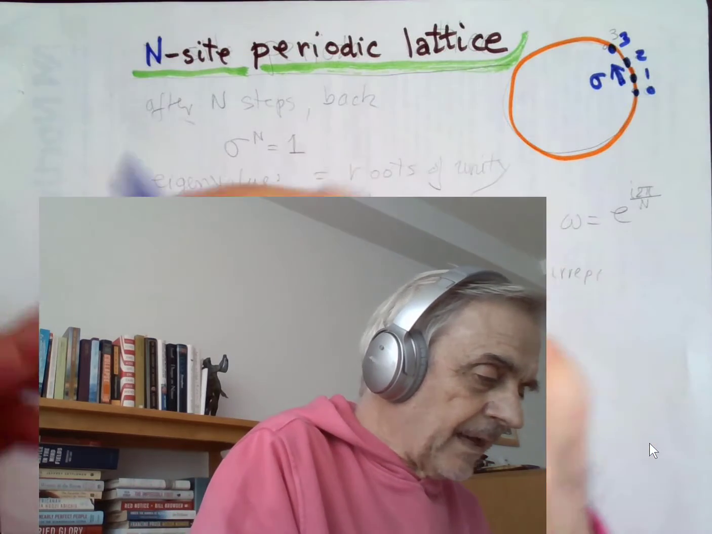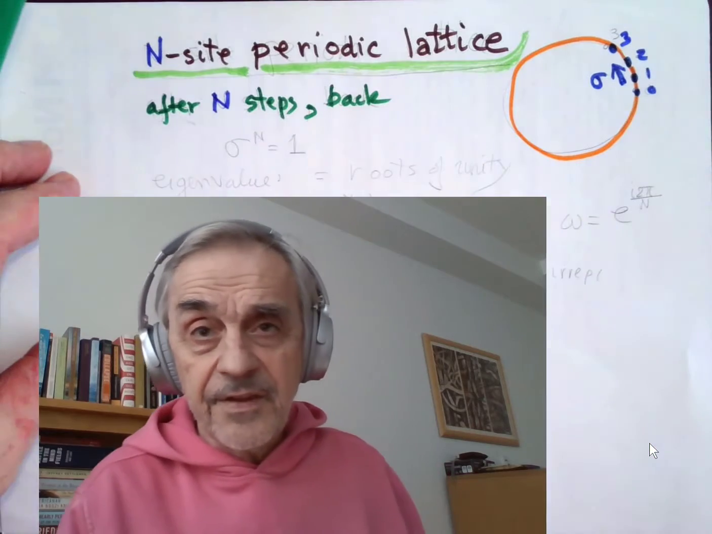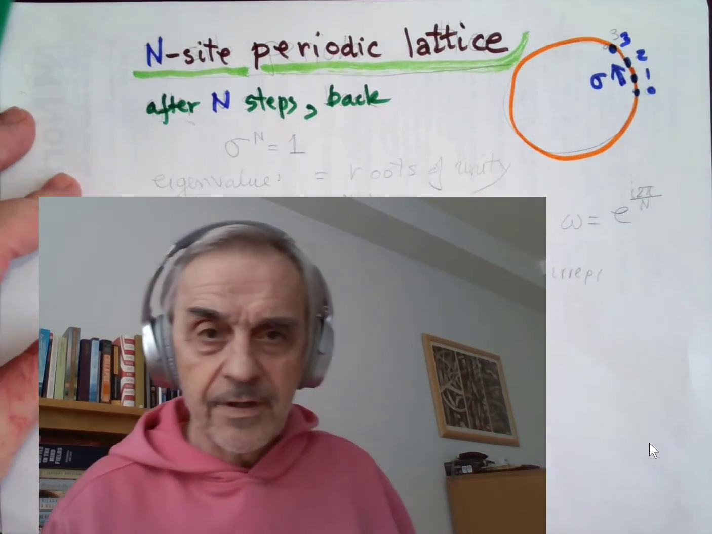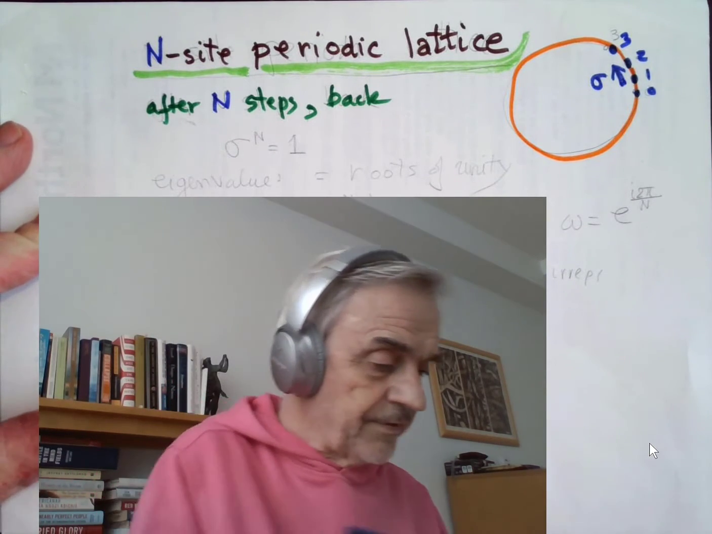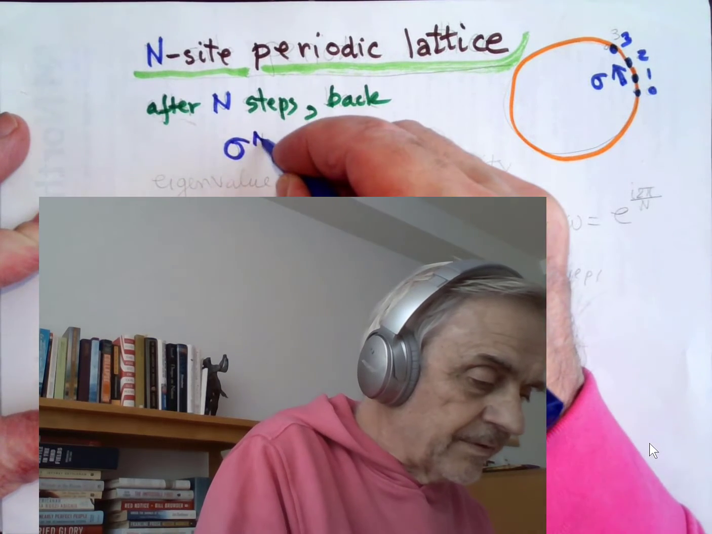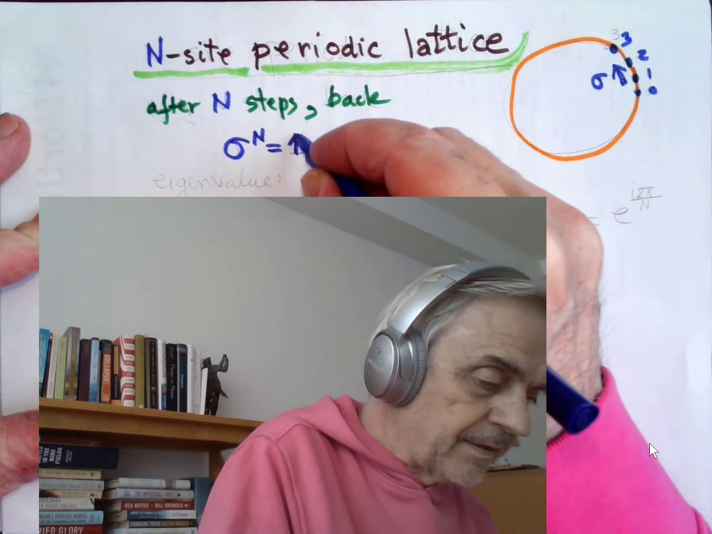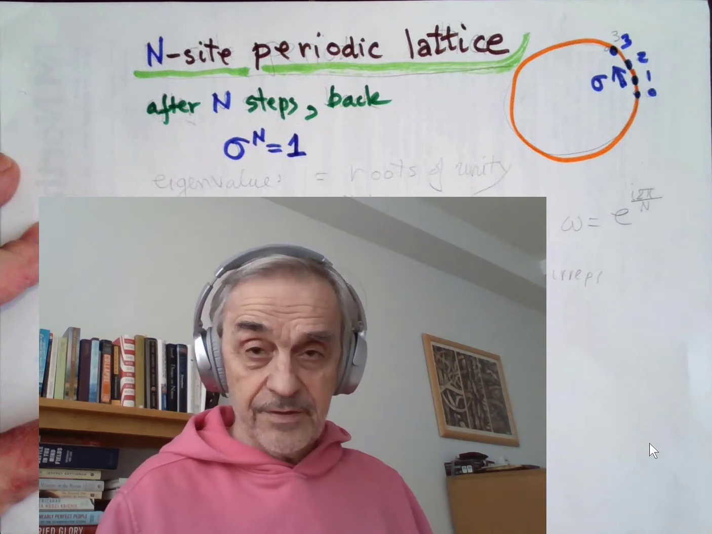And after n steps, we are back, tuk, tuk, tuk, tuk. In other words, the characteristic equation for the shift operator is very simple. I repeat it n times. This is a matrix, and I get a unit matrix, which is n by n unit matrix because that's how many sides there are.